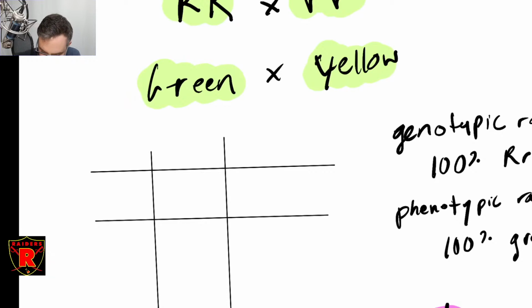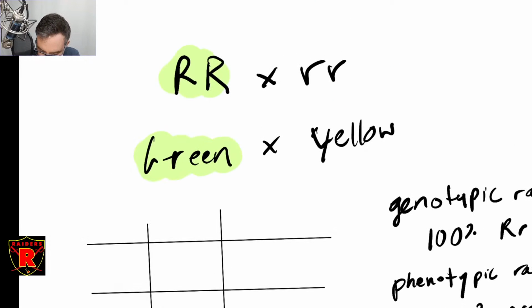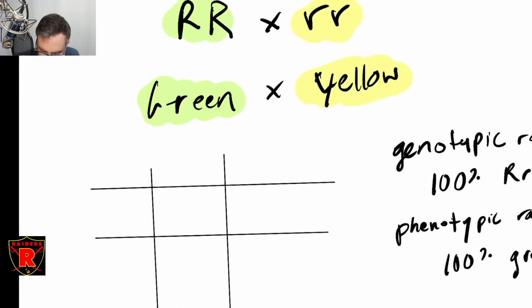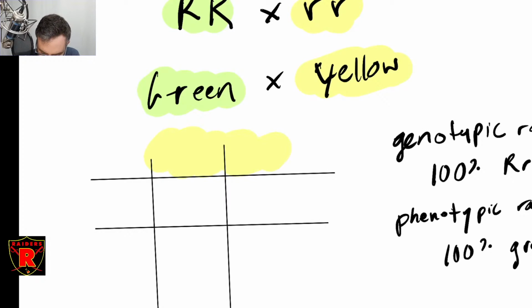And you know what I'm going to do? Just to make this even clearer, let me color code them here. So I'm going to say, we'll call this the yellow parent and the green parent. I picked yellow. Okay, so just to make it clear, I'm going to put one parent on top. And I'm going to put the other parent on the side. This is called a Punnett square.